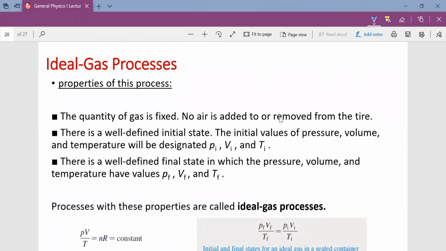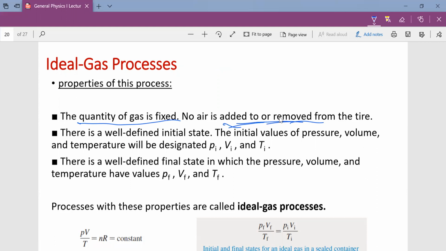Okay, we'll have several processes describing the ideal gas, which we will look at, but we'll have the basic property of these processes. The basic property of the ideal gas process is that the quantity of gas is fixed. So we'll have that no air is added or removed for a system.